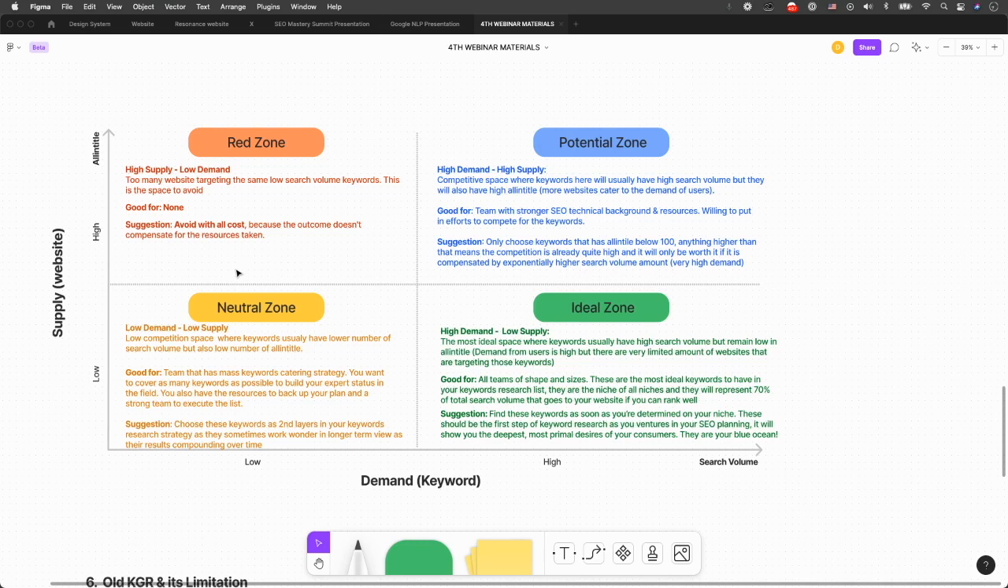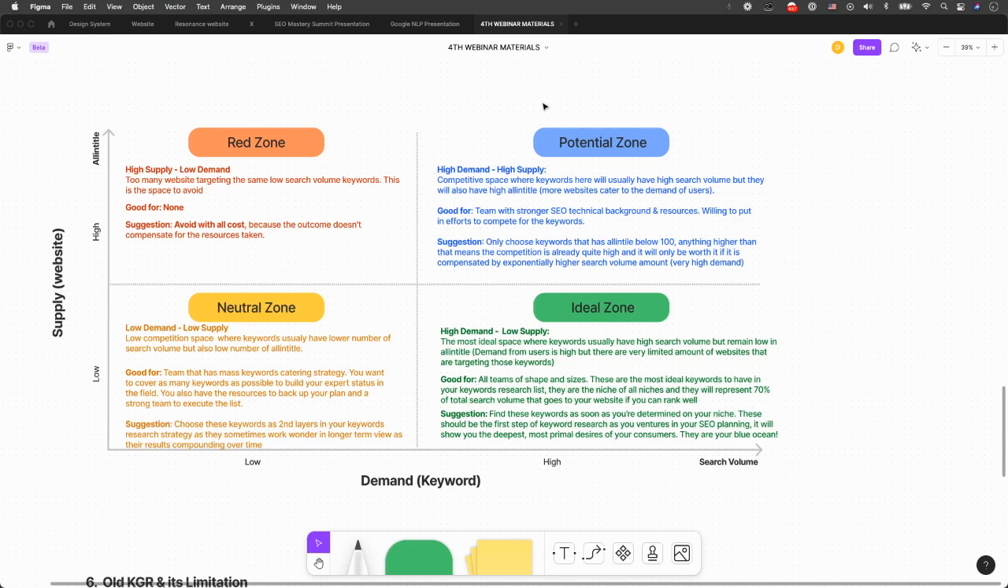Maybe you'll have to do this if you see a seasonal keyword, right? With a seasonal keyword, you know that in summer, winter clothes are not so high in demand, but there's a lot of high supply. Yet you know that by the time winter hits, you will be able to target this keyword, and by the time winter hits, you'll be able to rank. Then maybe that would fit with your red zone keyword, right? But essentially, in any other case, avoid it at all costs.